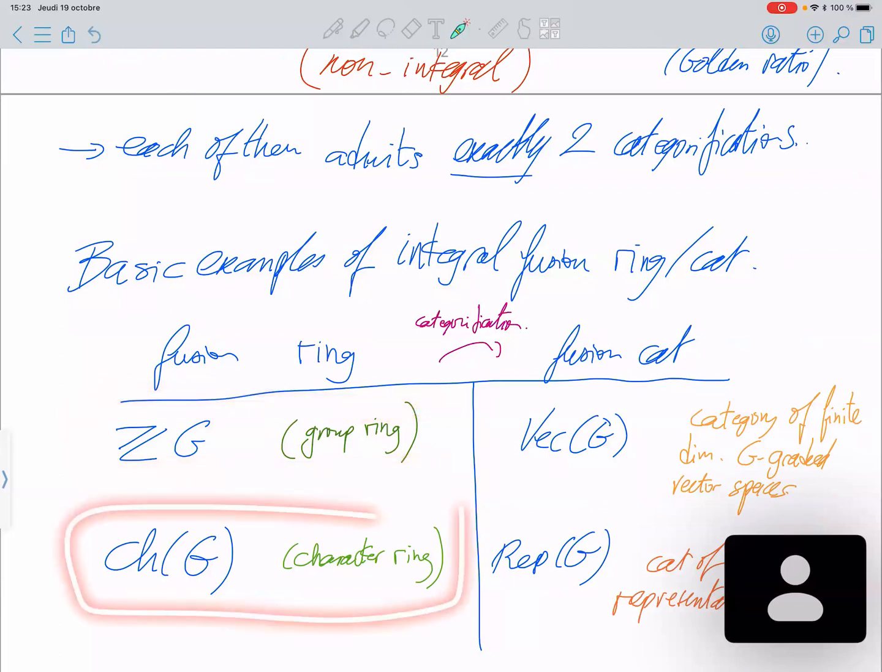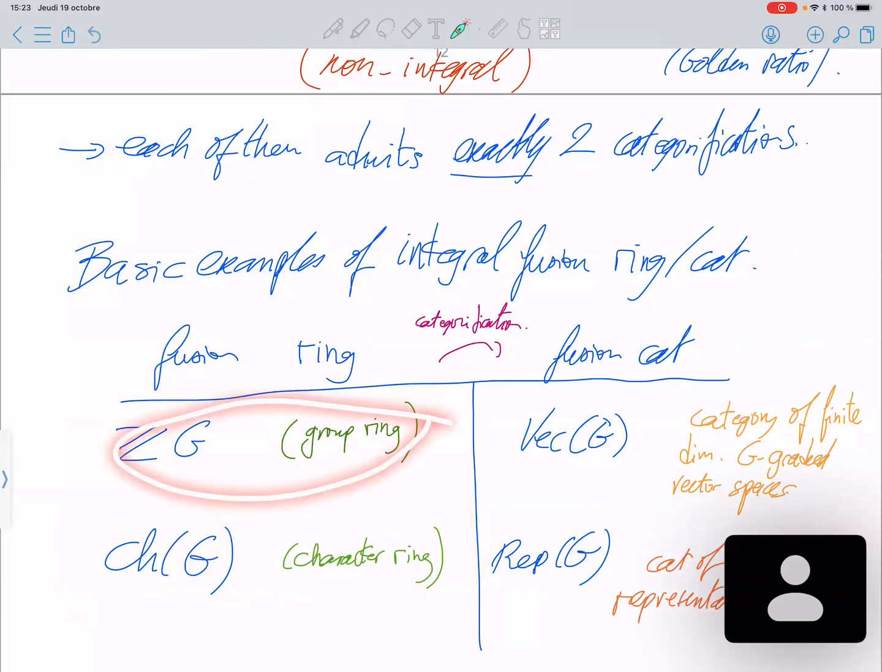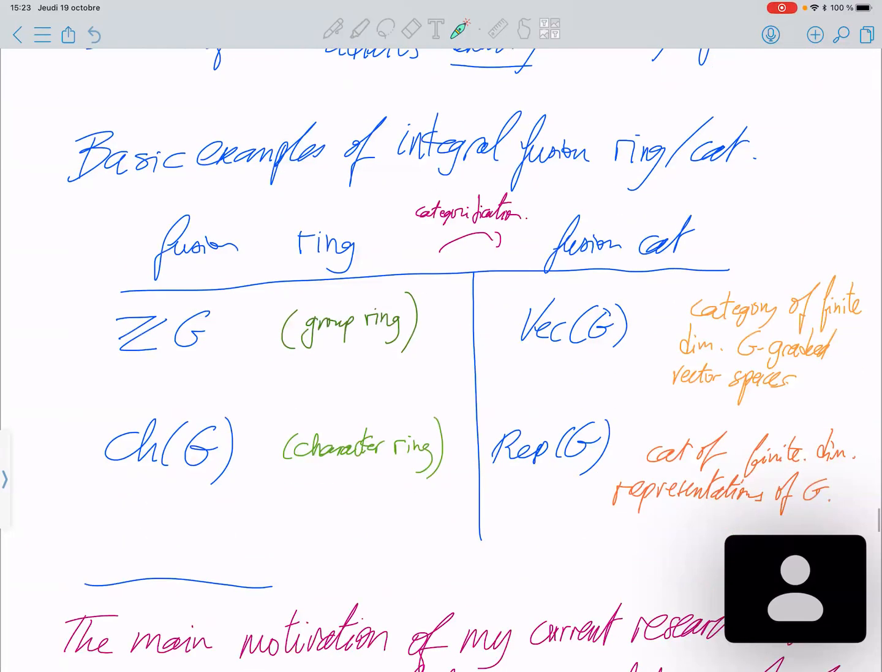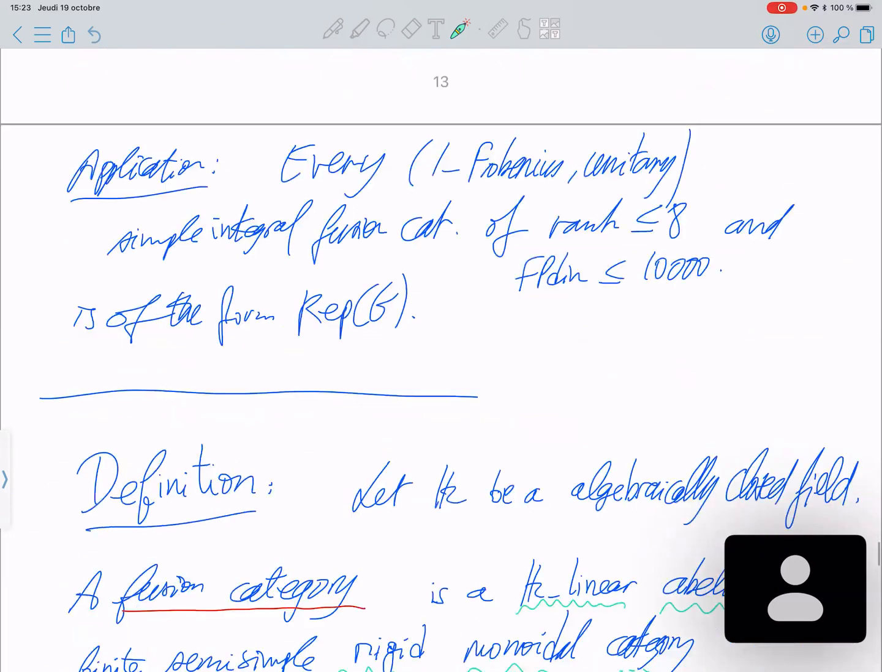And the other example is a character ring like that. So where the basis here is an irreducible character, and here the basis is the element of the group. So there is no confusion. It's really the group ring. Sorry about that. Okay.